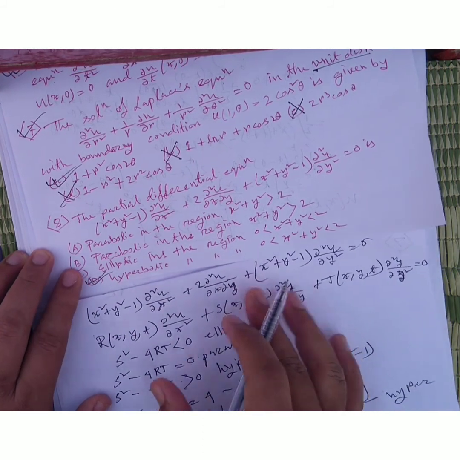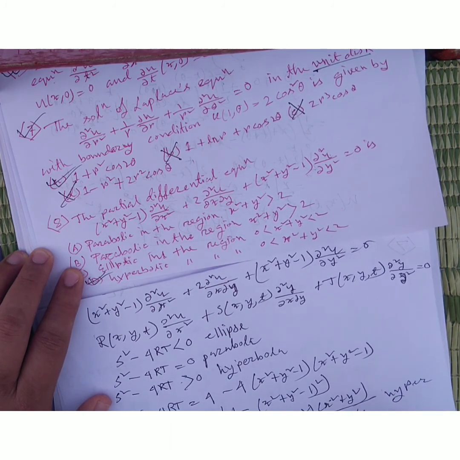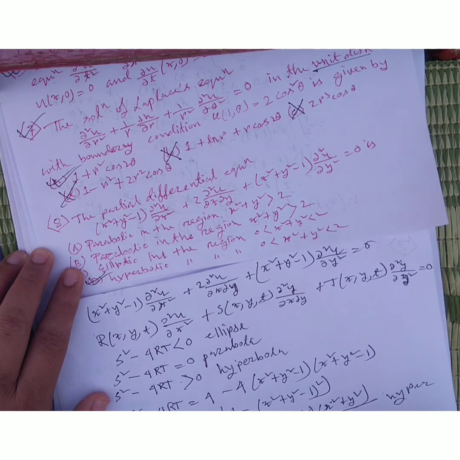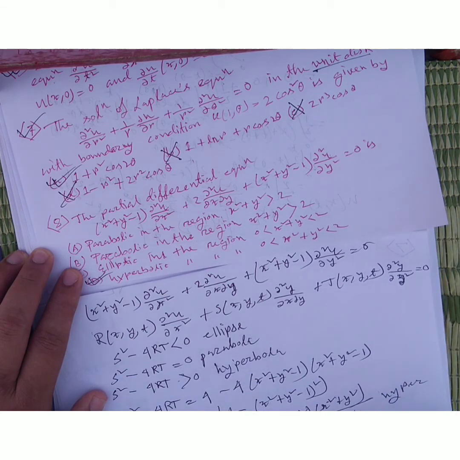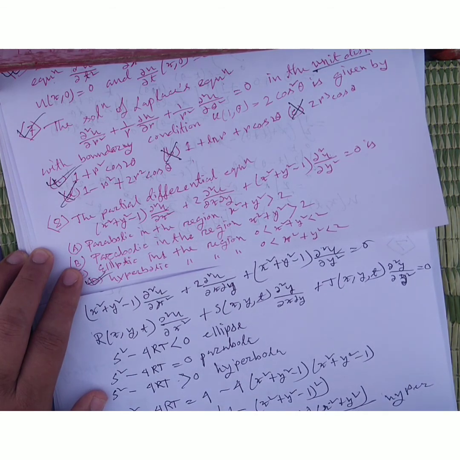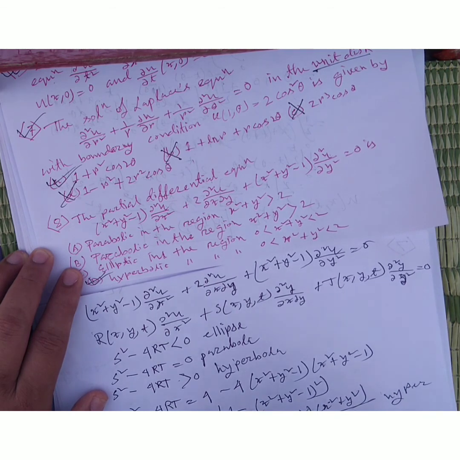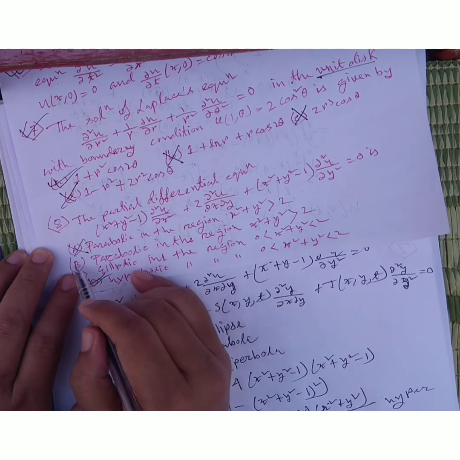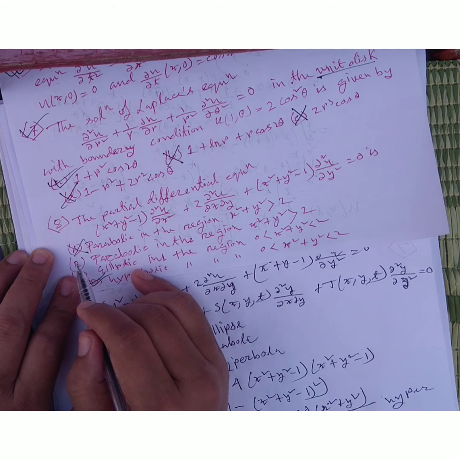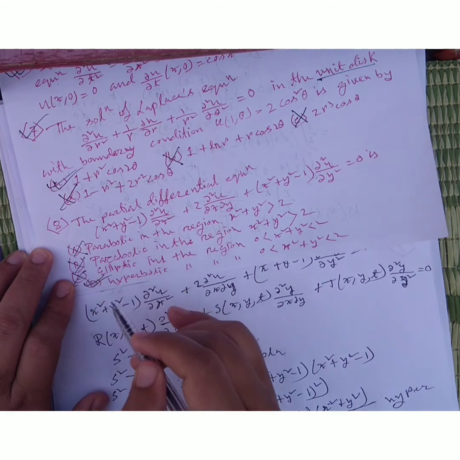And let's check the parabolic region. It is not possible, because for this value 2 minus x square minus y square, if it is parabolic, it must equal 0. Then x square plus y square is equal to 2. So parabolic is possible only there. In the region greater than 2 it is also not possible. And elliptic in the region, this is not possible. So option D is correct.